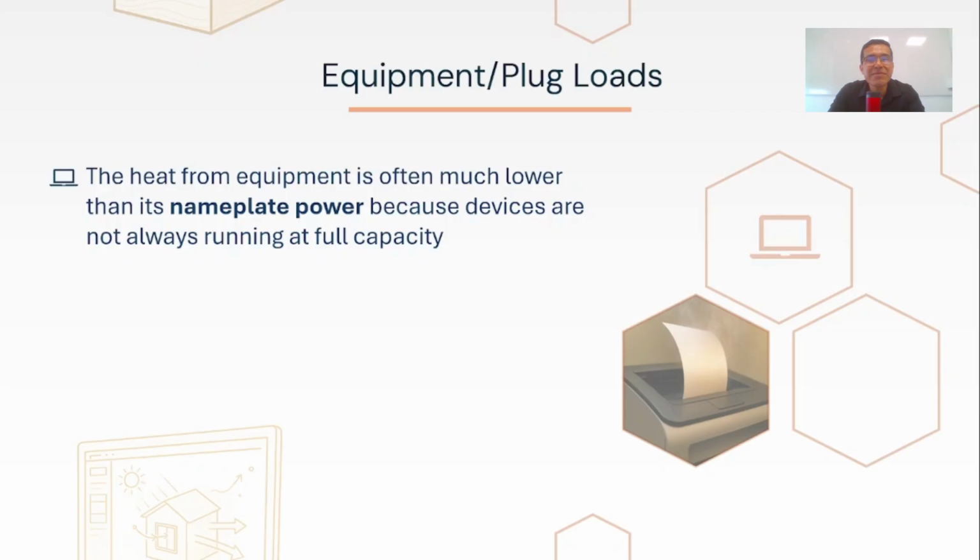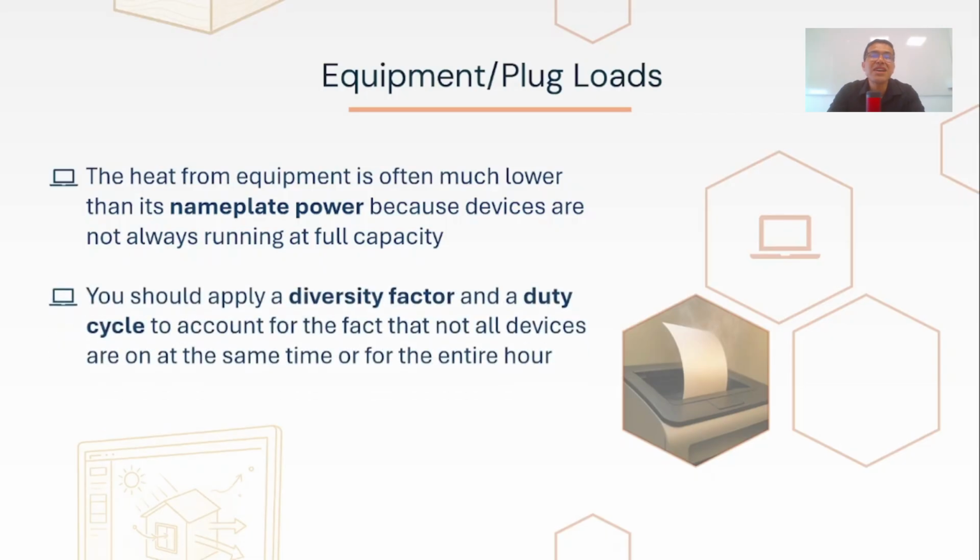To get a more realistic number, we use two key concepts: diversity and duty cycle. Diversity accounts for the fact that not all the devices are on at the same time. In an office, you may have 50 computers, but it's unlikely all 50 will be on at once. The duty cycle accounts for a device's on-off behavior. A laser printer, for example, is only using significant power when it's actively printing, not while it's in standby mode.